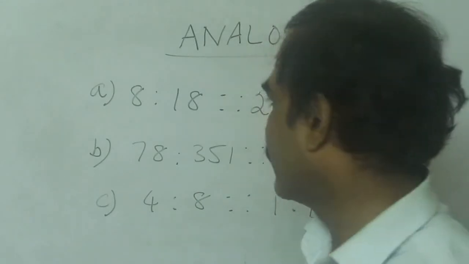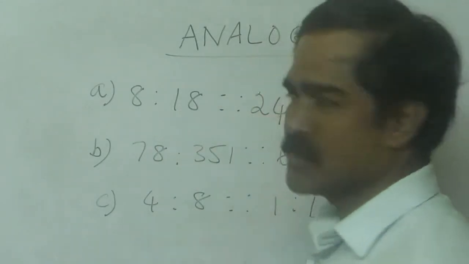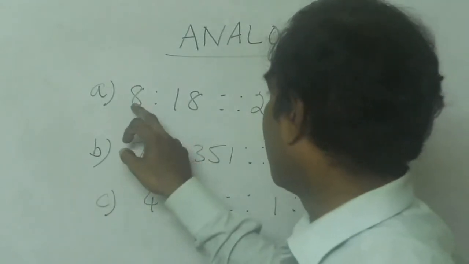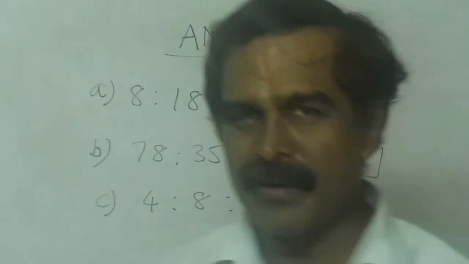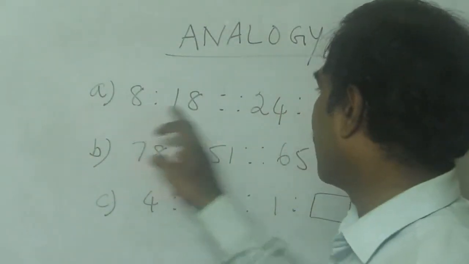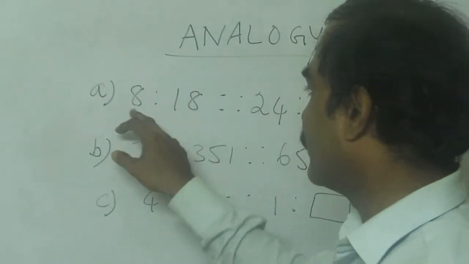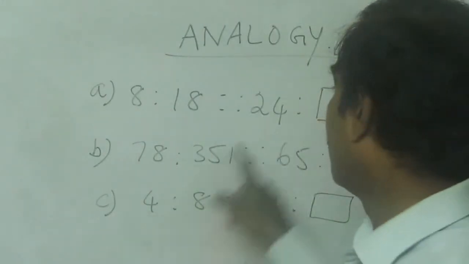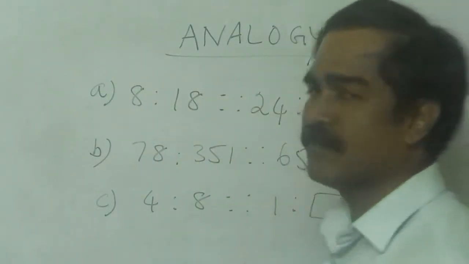So what you have to understand is, if 8 becomes 18, 24 will become which number? Sometimes if 8 becomes 24, 18 can become which number? So many possibilities are there in this analogy. So think differently. For example, if 8 becomes 24, I can write 8 is to 18 as 24 is to something. So 8 into 3 is 24, 18 into 3 is 54.